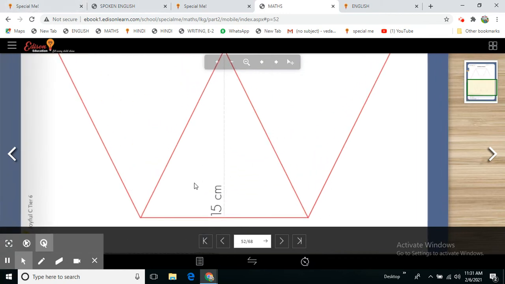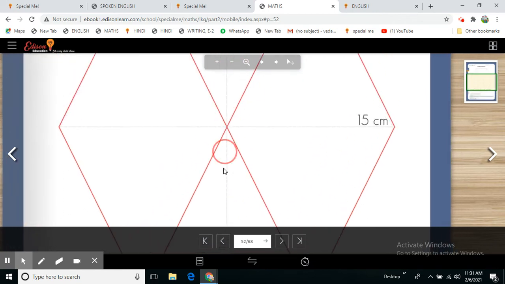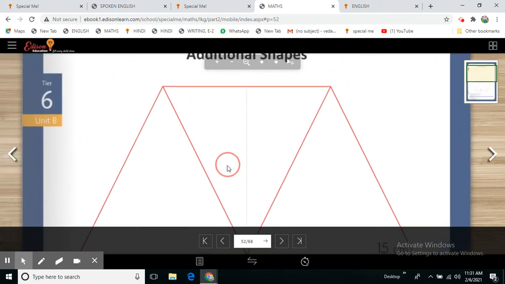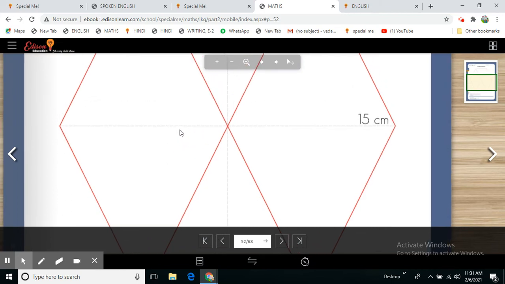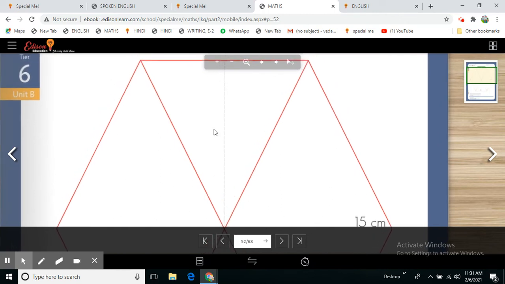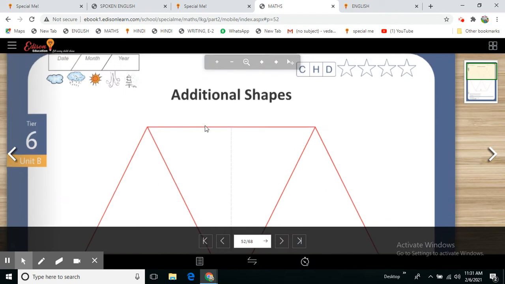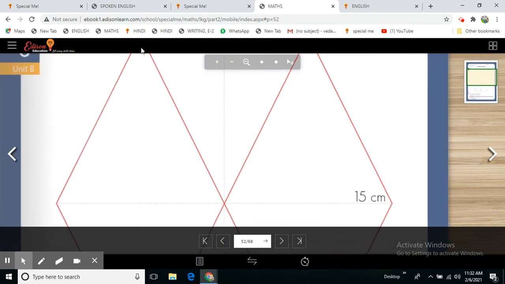Okay students, now you have to take a paper. You can take any colored paper and then you have to cut the paper in 15 centimeter. You have to first of all draw a hexagon with the help of a scale. You have to draw a 15 centimeter hexagon and then you have to cut the hexagon into 6 equal triangle shapes, right? Okay, see, first of all you have to draw the line over here 15 centimeter, then 15 centimeter here. Okay, then you have to draw a hexagon shape on the colored paper like this, and then you have to cut the shape of triangles.